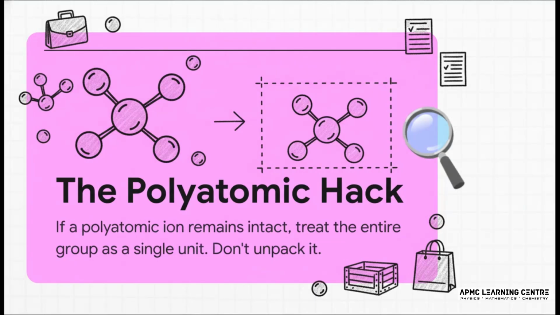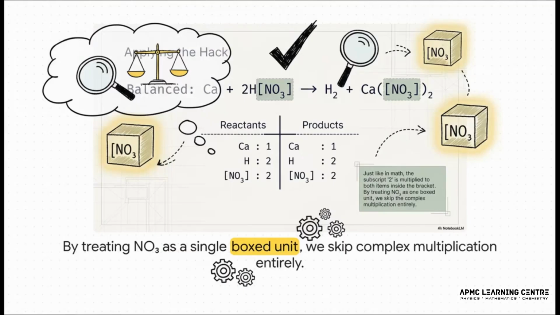And here is that smarter way. We'll call it the polyatomic hack. It's simple. If you see a group of atoms, like that NO3, the nitrate ion, that shows up on both sides of the equation without breaking apart, you don't have to count every atom inside it. Instead, you just put a mental box around the whole group and treat it as one single item in your inventory. And this is the magic of the hack in action.